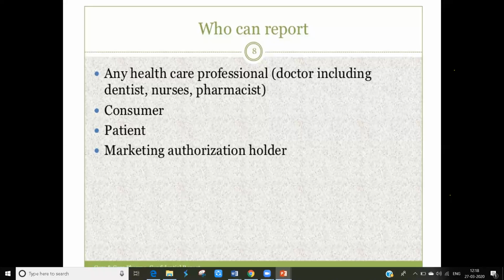And the marketing authorization holder is nothing but the industry, the company that markets the product. We call it the MAH also.